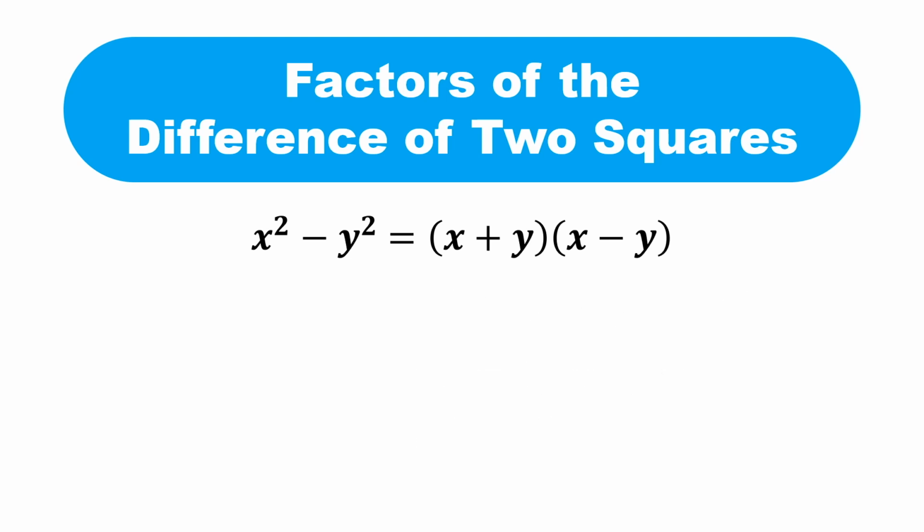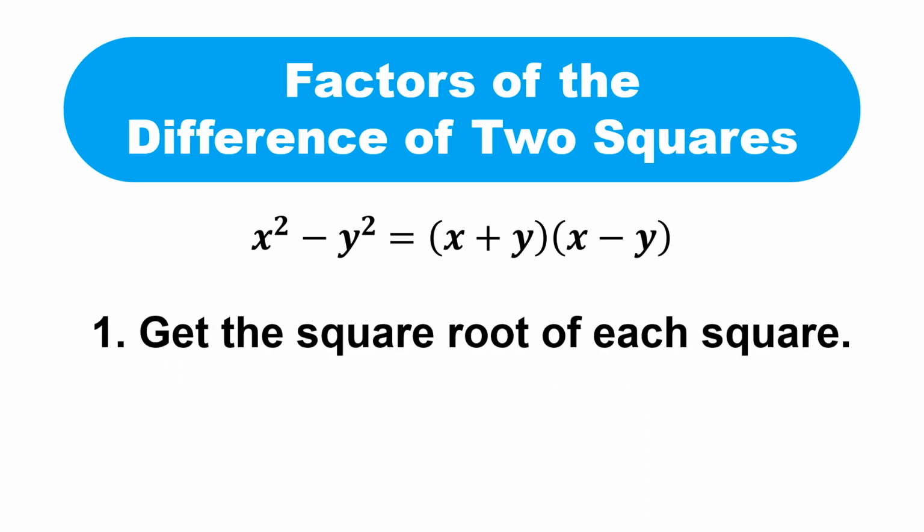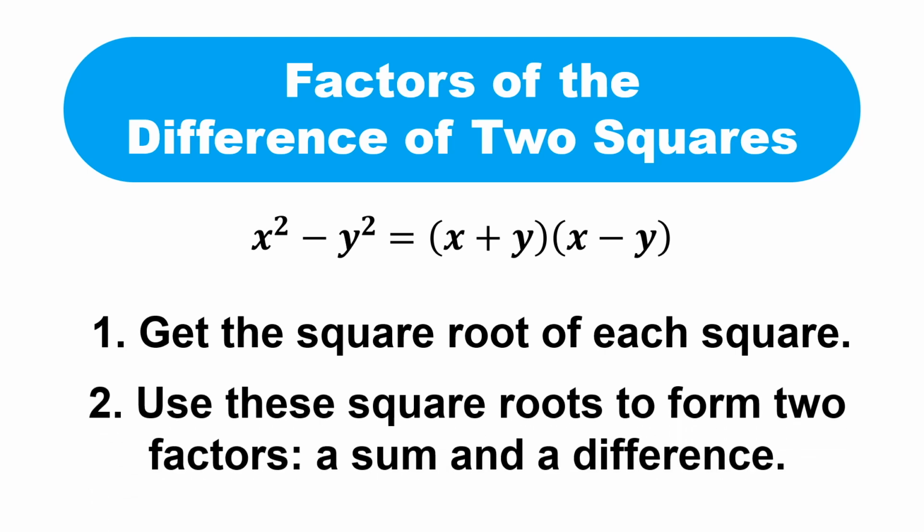This identity is telling us that the difference of squares of two numbers is equal to the product of the sum and difference of the two numbers. To factor the difference of two squares, first get the square root of each perfect square. Then use this square root to form two factors, one a sum and the other a difference.